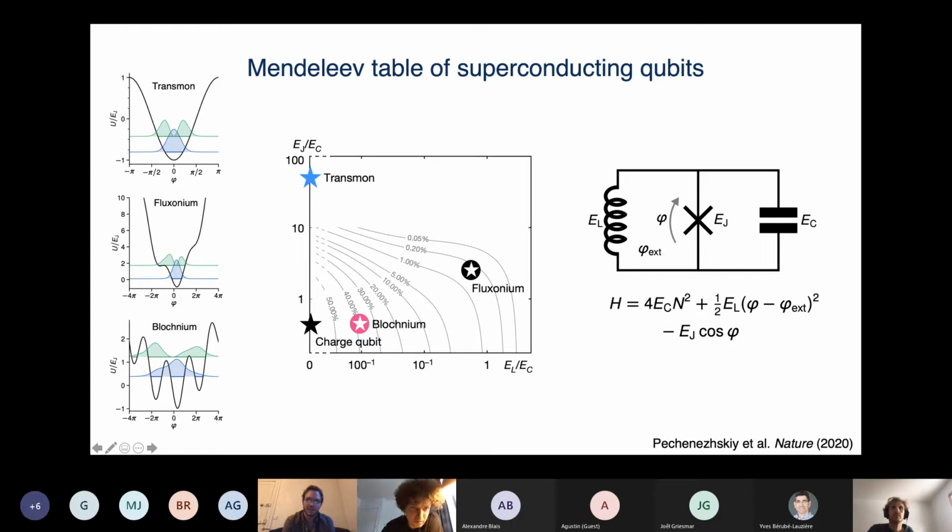In this paper, they invented something called the blochnium, which is actually just a fluxonium qubit, but in a very different limit, where the EL over EC ratio, which roughly scales as the inverse of the amplitude of quantum fluctuations of the phase, has gone down by at least an order of magnitude. And when that happens, you see all these potential wells have come down so far that the ground and first excited state delocalize and can live within multiple potential wells at the same time.